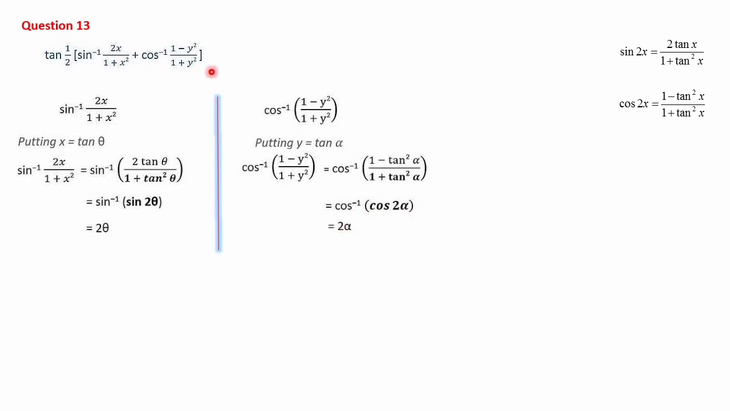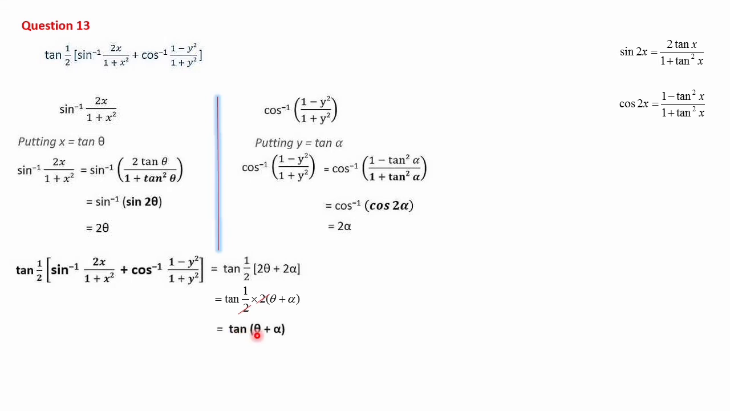Now the two terms' values we have calculated separately. Let's put them into the original statement. That is tan of 1 by 2 into sin inverse 2x by 1 plus x square plus cos inverse 1 minus y square by 1 plus y square is equal to tan 1 by 2 outside. Inside, the first term we got as 2 theta, the second term as 2 alpha. In these two terms 2 is common. Let's take it out, that is tan 1 by 2 into 2 times theta plus alpha. The 2 can be cancelled. Finally we will be getting tan of theta plus alpha.